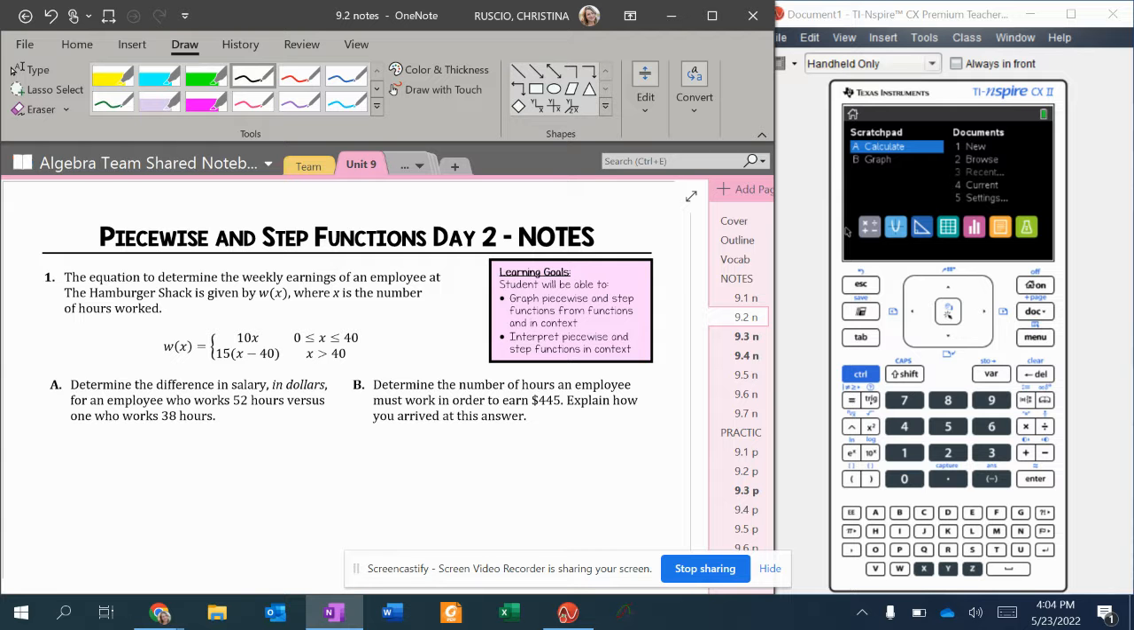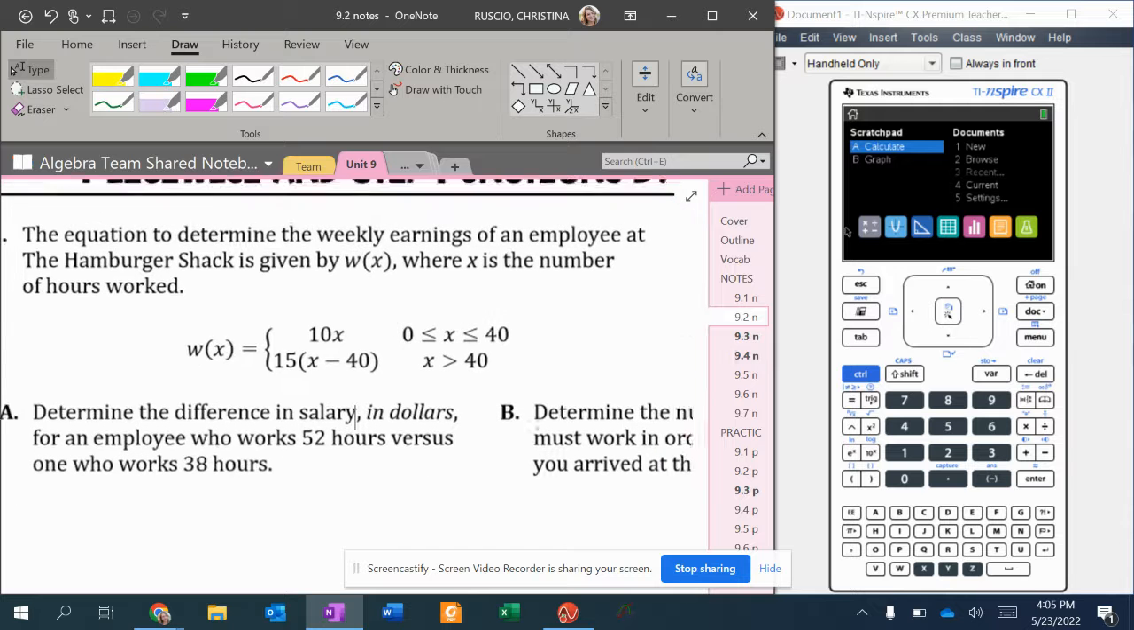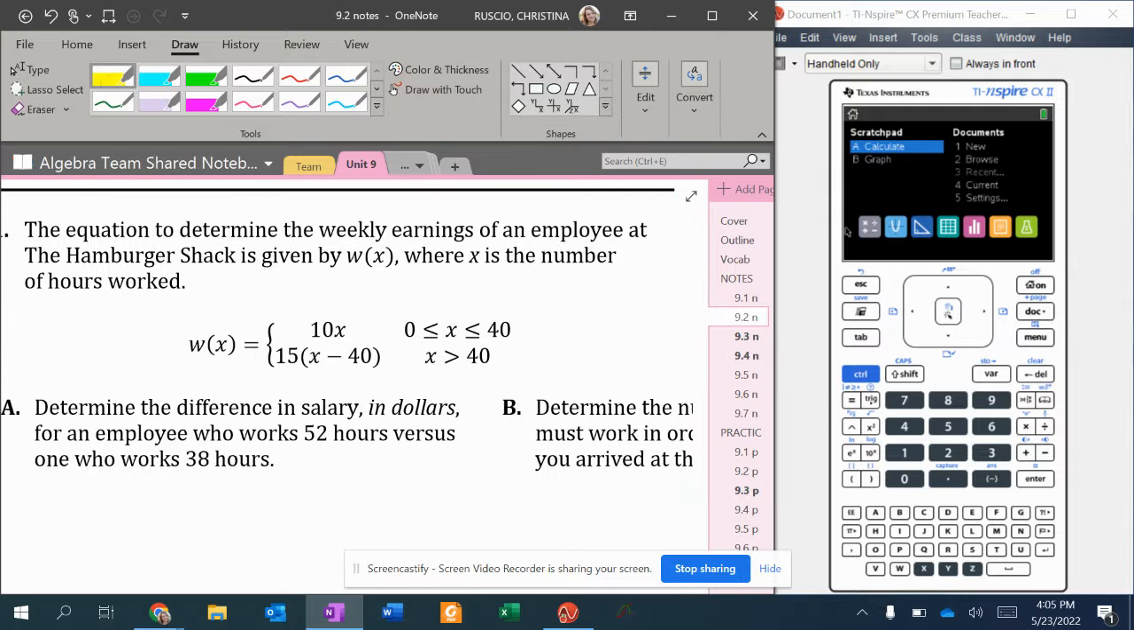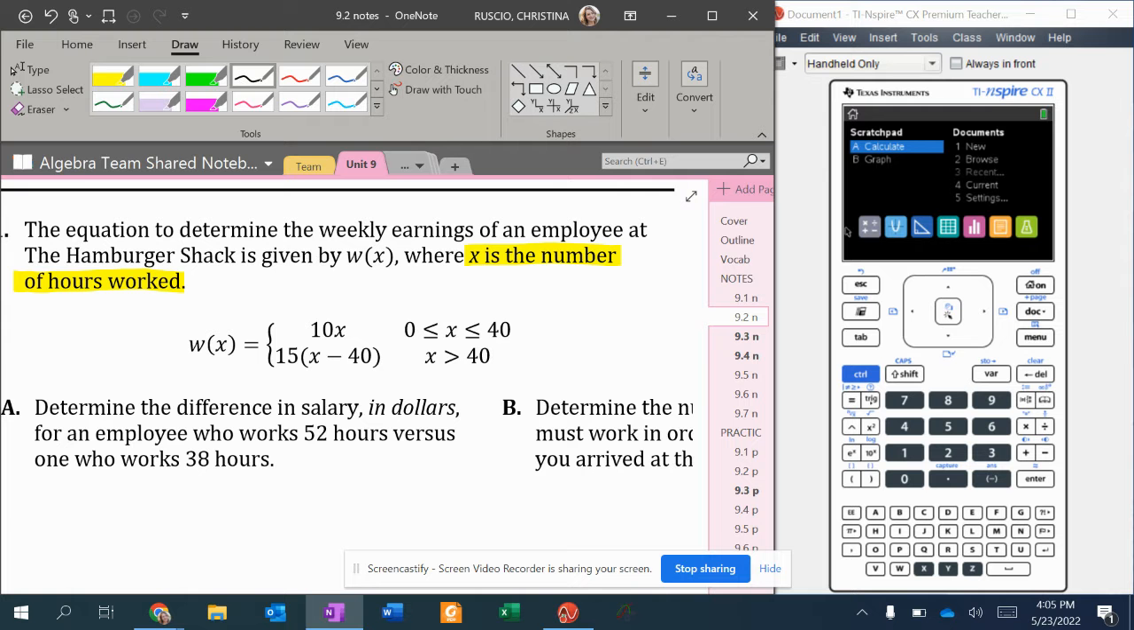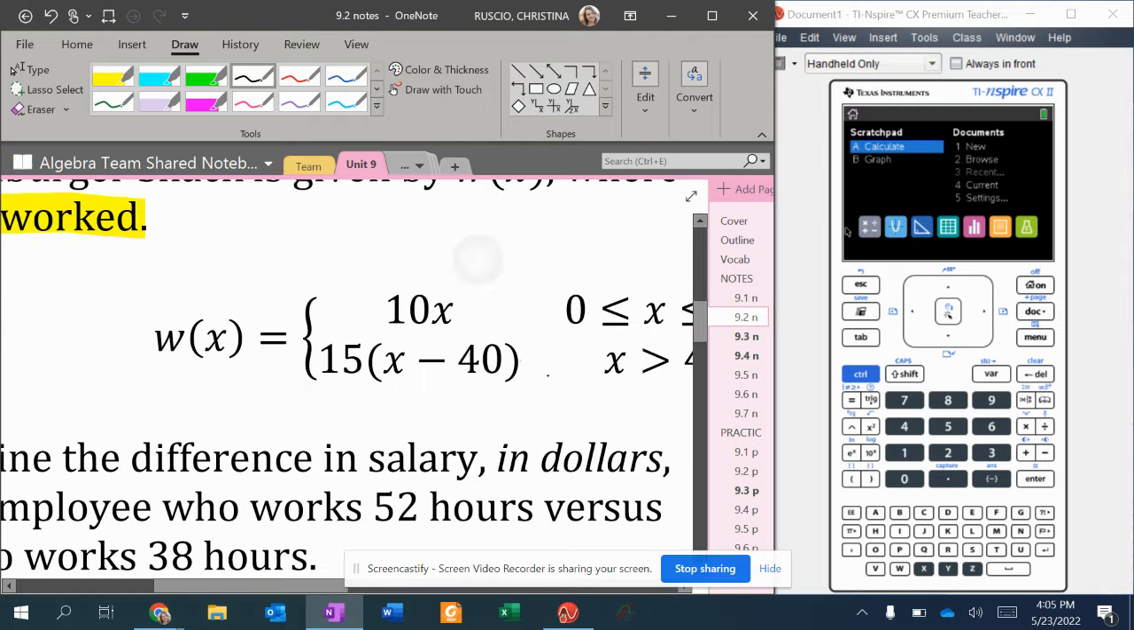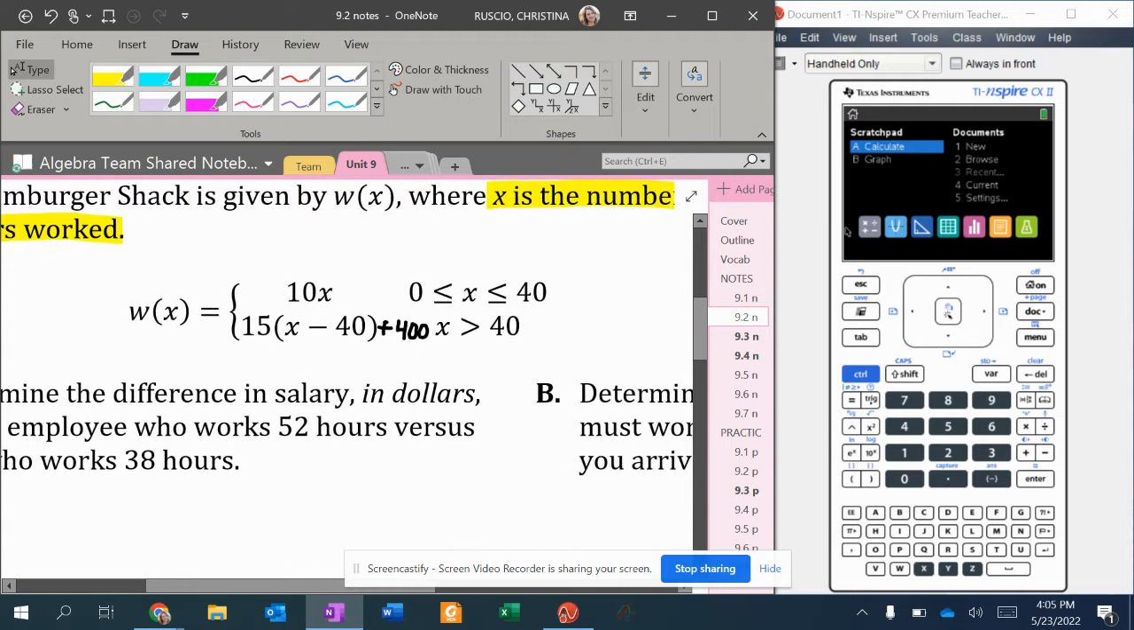The equation to determine the weekly earnings of an employee at the Hamburger Shack is given by W of X, where X is a number of hours worked. So that's important information to me. I'm going to highlight it. Now, all of you stop for a minute because there is a big mistake in this equation. There was a typo. So right now, I'd like for everyone to put plus 400 on the bottom piece.